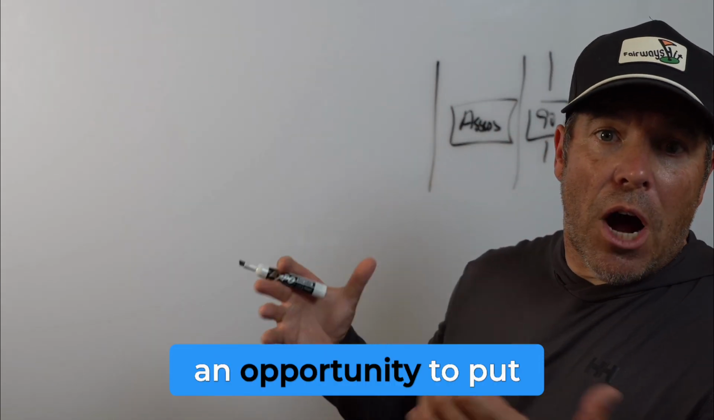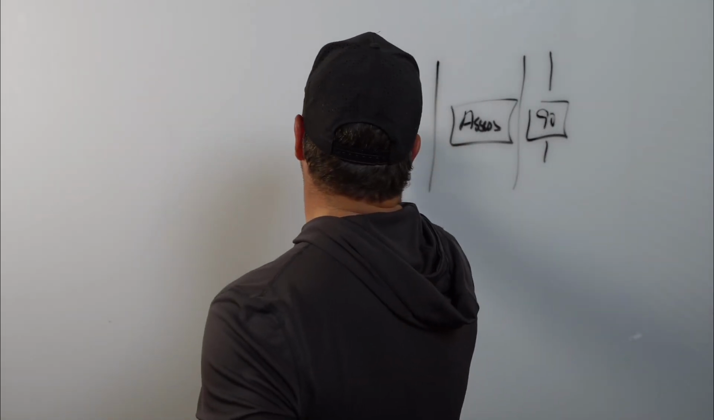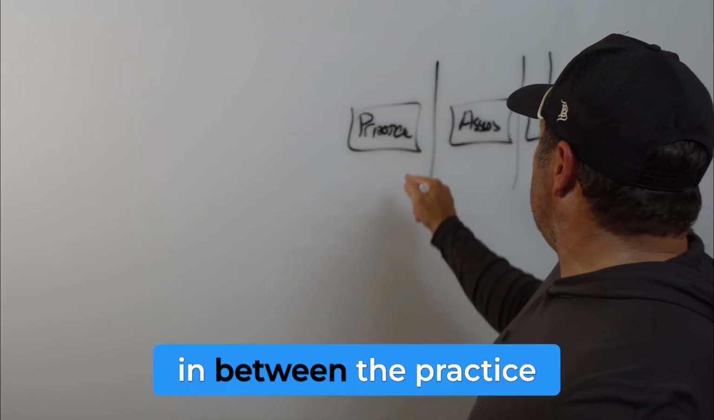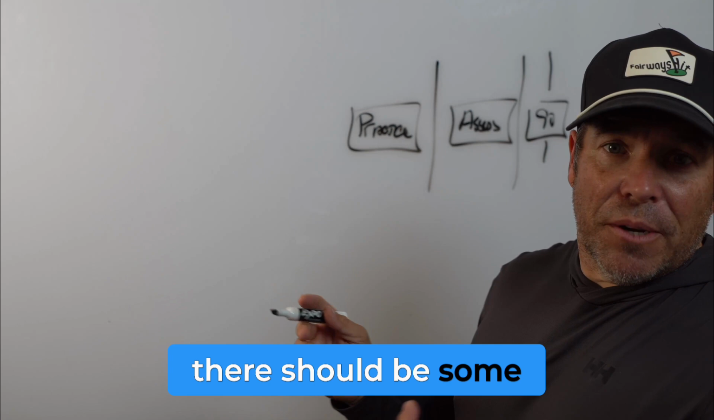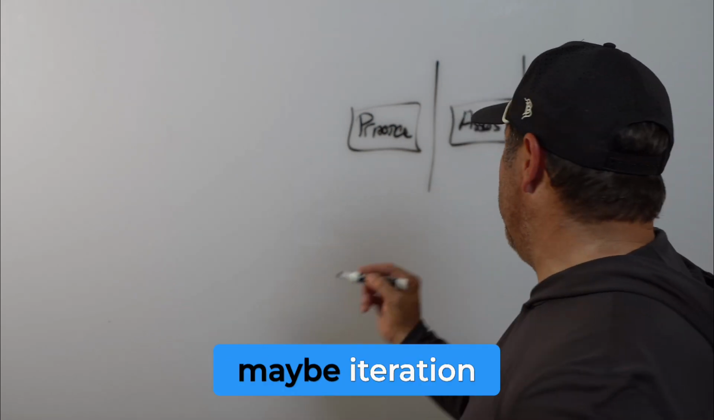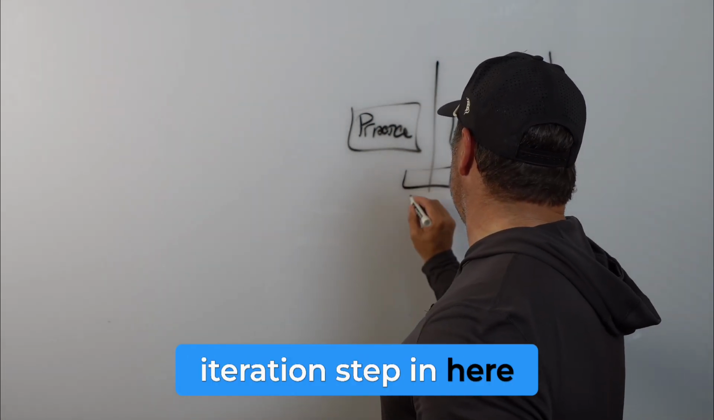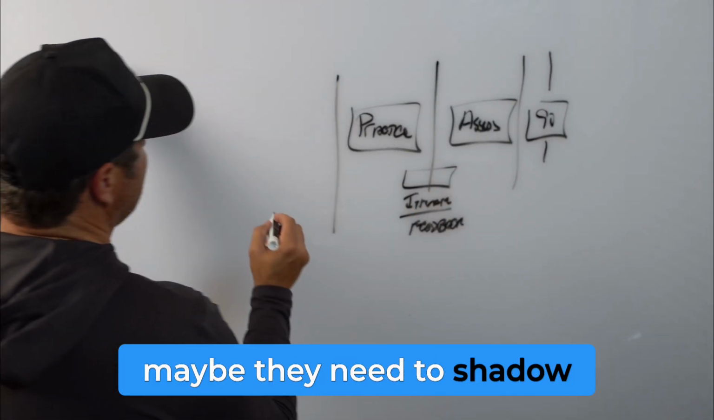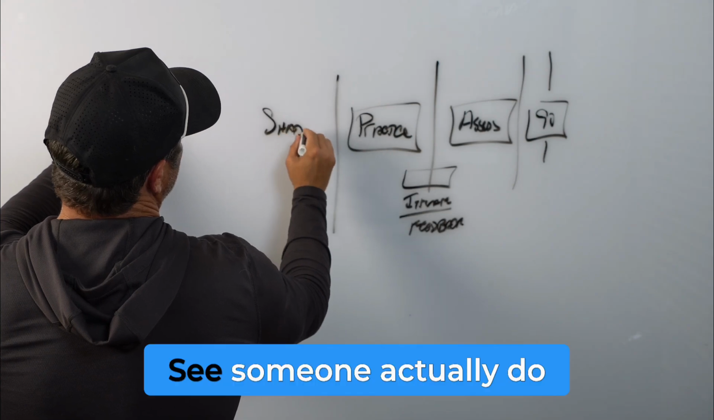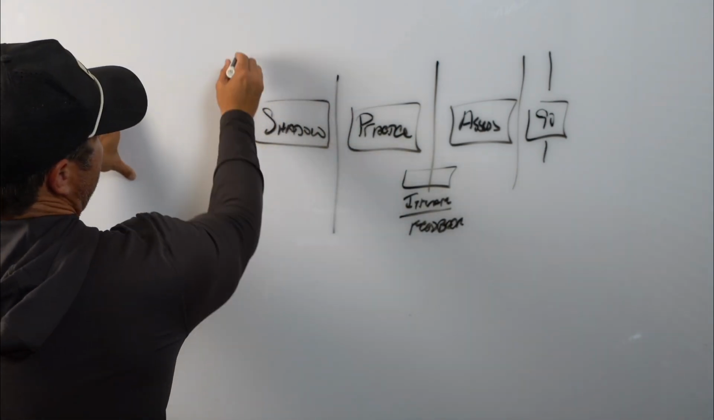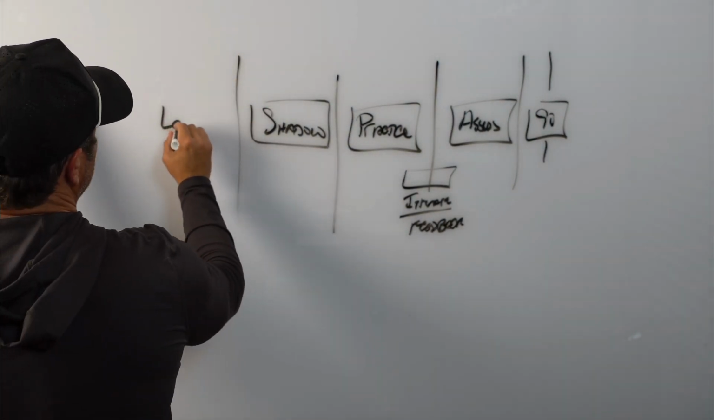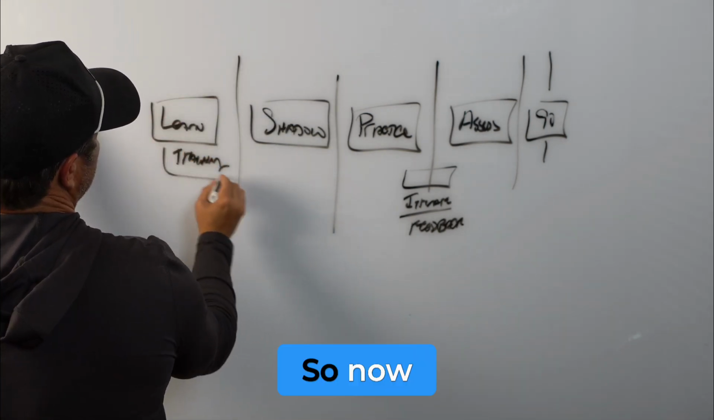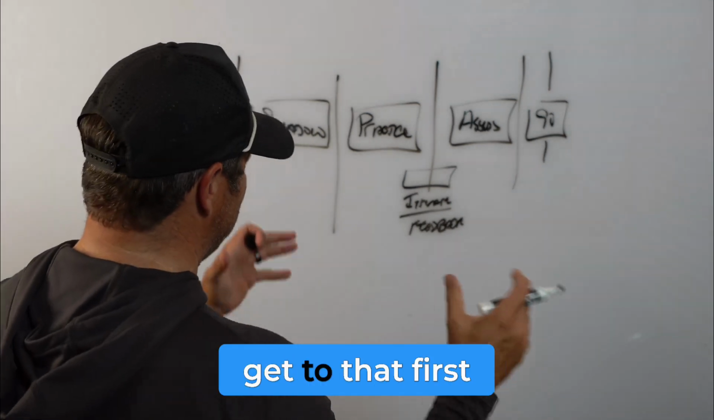There's going to be an opportunity to put things into practice, do the work. That's got to happen before the assessment. Now, in between the practice and the assessment, there should be some kind of reflection or feedback evaluation, maybe iteration. Maybe we put an iteration step in here. We iterate feedback. Before they're able to do things, practice, maybe they need to shadow, see someone actually do the work. And before they're ready to shadow, maybe they need to learn. They need some kind of training.